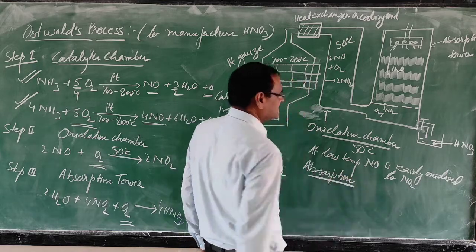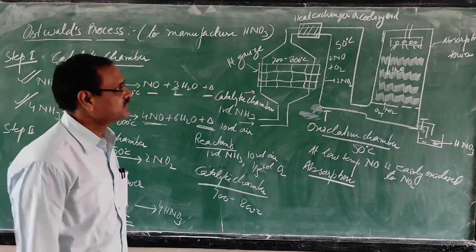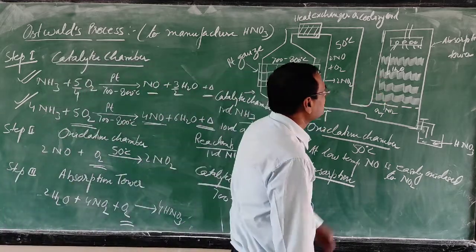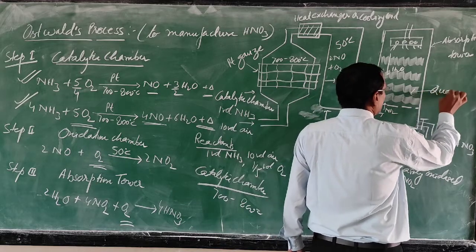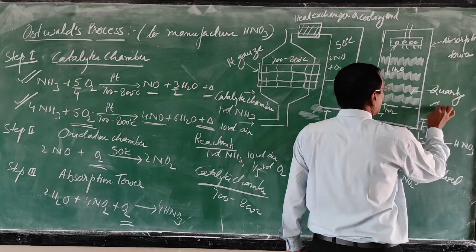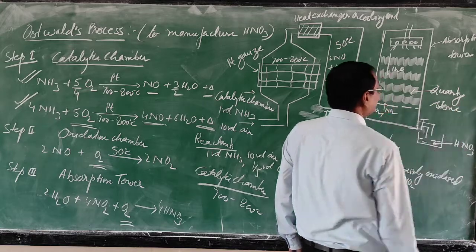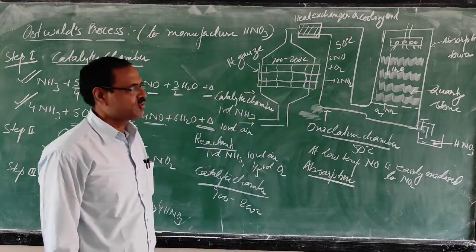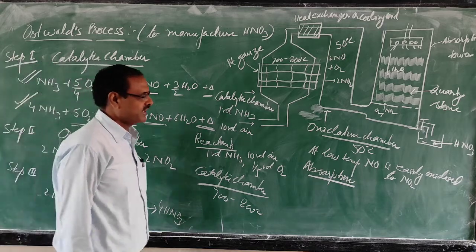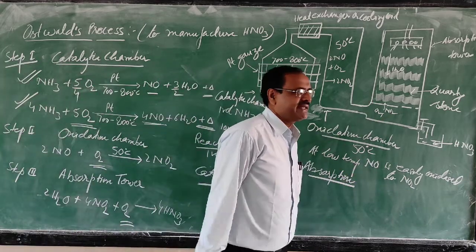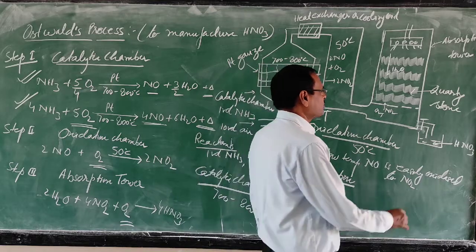The absorption tower is a steel tower. It is packed with quartz stone. Why is this quartz stone used? Because quartz stone is acid resistant; it will not be affected by the vapors of nitric acid. That's why quartz stone is used.